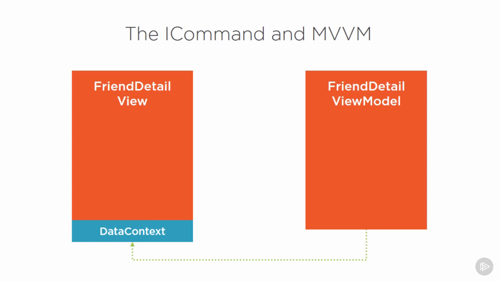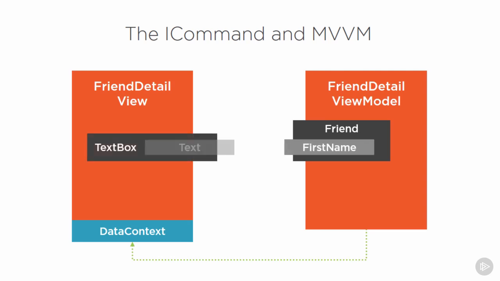The friend detail view model class of the friend organizer application has a friend property that is of type Friend. The Friend class itself has properties like, for example, first name. In the friend detail view, we have a text box, and its text property is bound with a two-way data binding to the first name property of that friend. Now when you look at this, it is pure data that goes from the view model to the view and from the view back to the view model, as we have a two-way data binding.